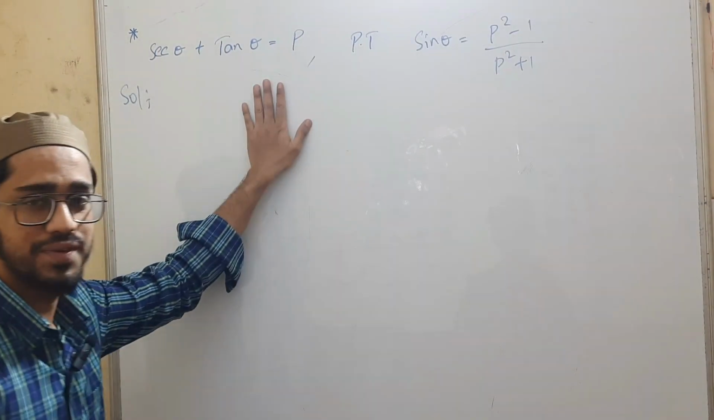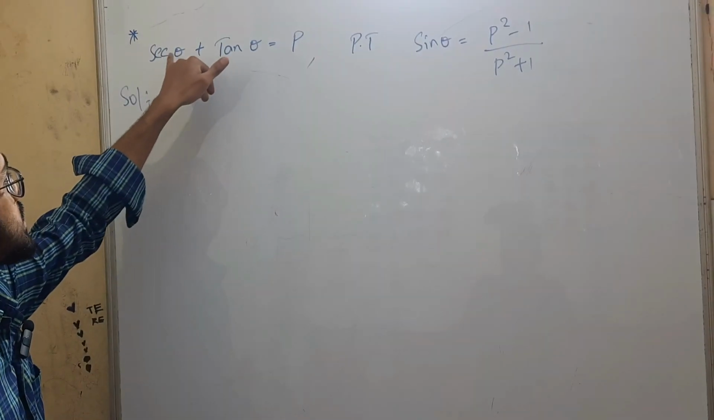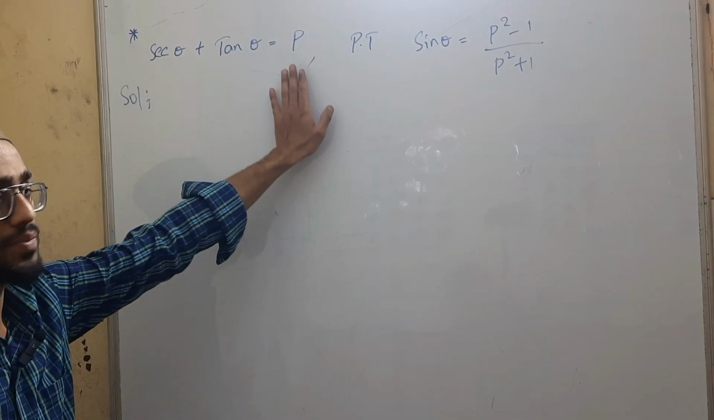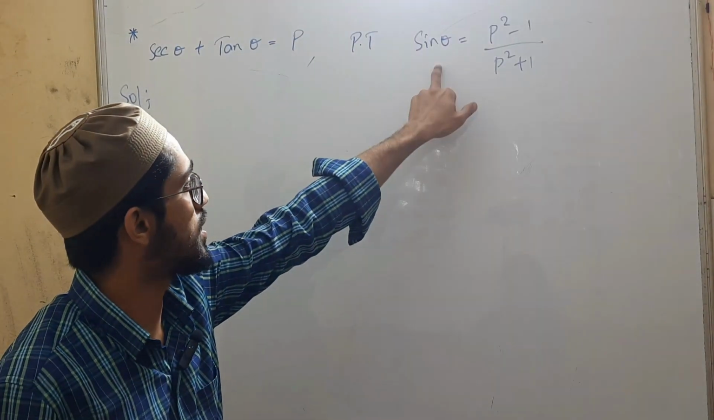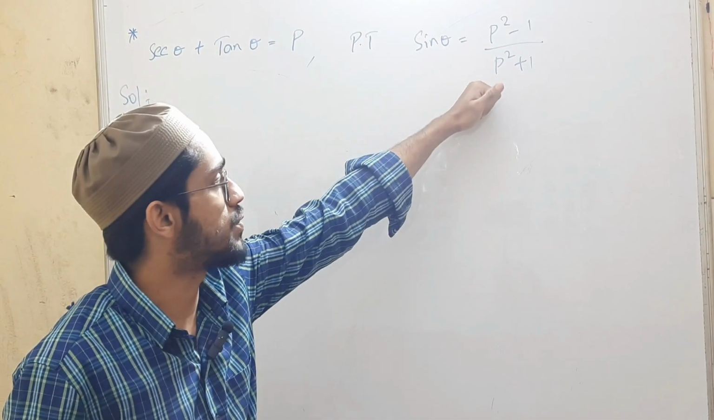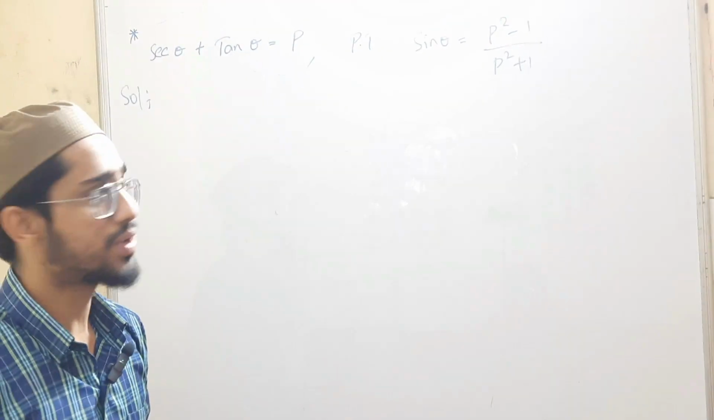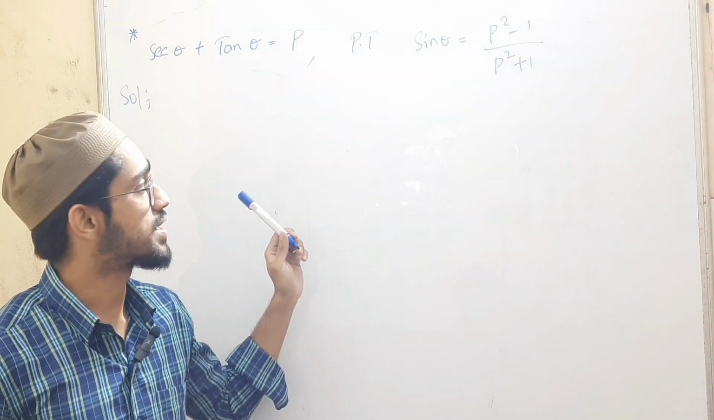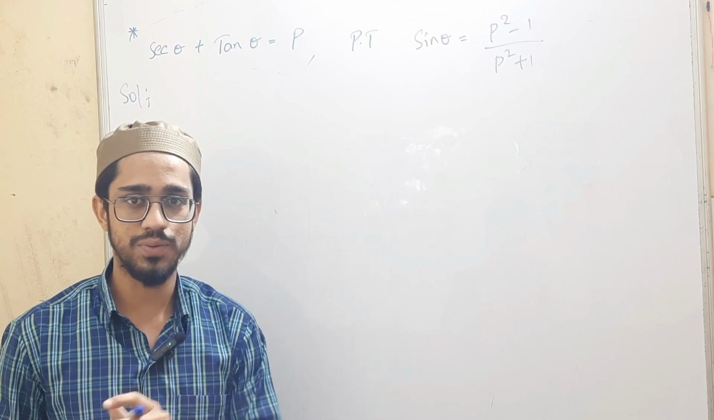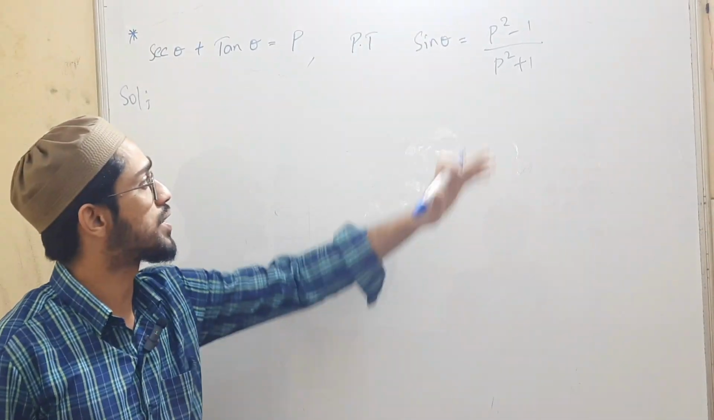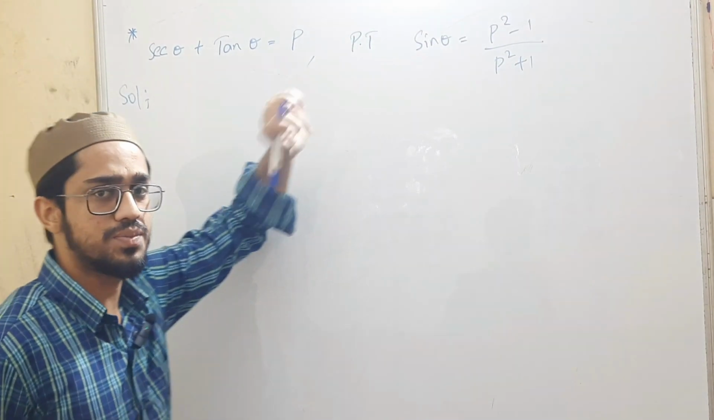The next problem which we have is: given secant theta plus tan theta is equal to p, you have to prove sin theta is (p square minus 1)/(p square plus 1). This is the most important problem from this chapter. In a textbook, we have k square minus 1 by k square plus 1, but sometimes you can also get p. So we are doing this problem.